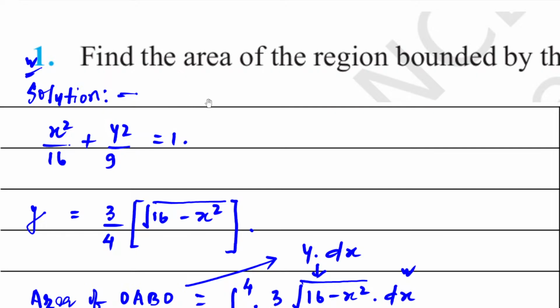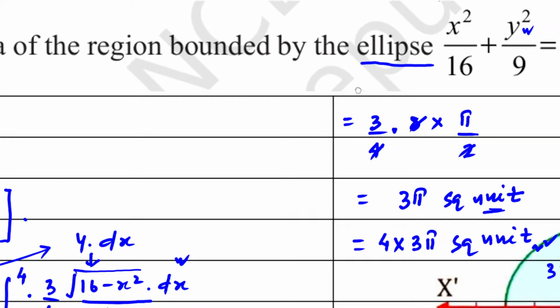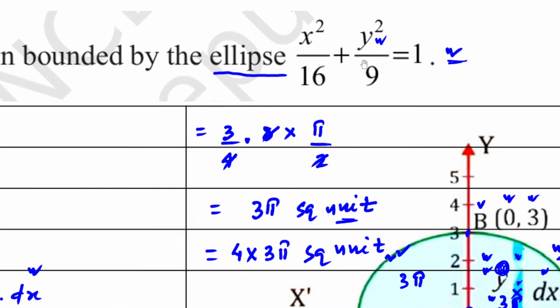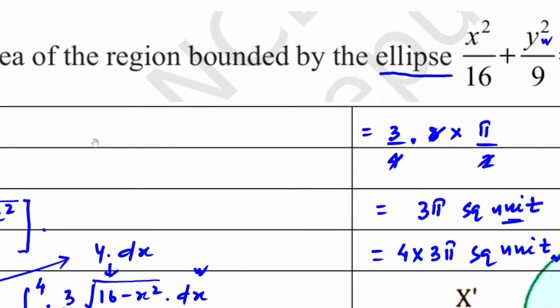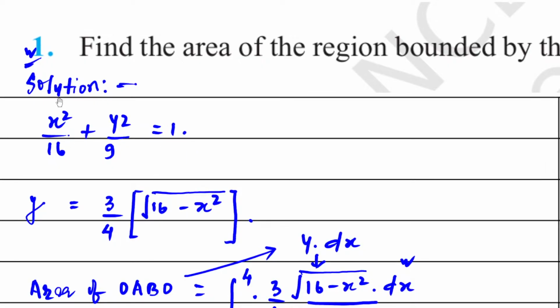This is the question. Find the area of the region bounded by the ellipse x square by 16 plus y square by 9 equal to 1. So let's see here. I recall the equation of the ellipse and we find y equal to 3 by 4 square root of 16 minus x square.